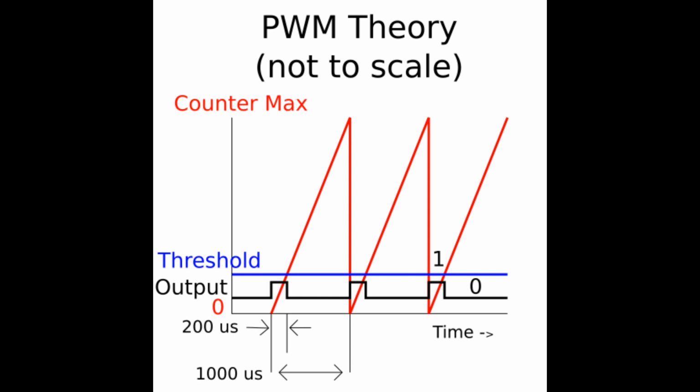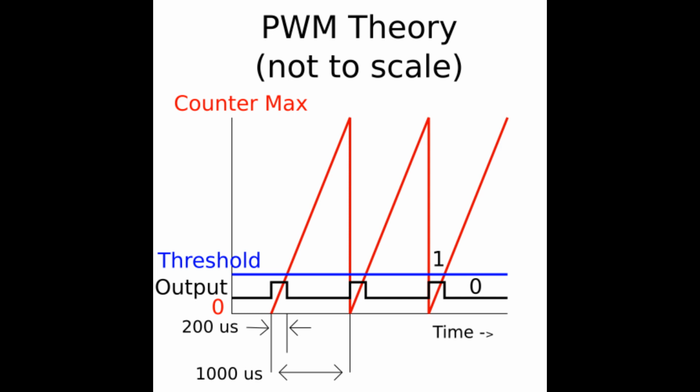The counter starts at 0 and counts up, and if the counter is less than the threshold, the output is high, otherwise the output is low. A PWM signal can be described by two properties: the signal period and duty cycle. The period is the length of time that the counter runs. For instance, if the counter resets every millisecond, then that is the signal's period.